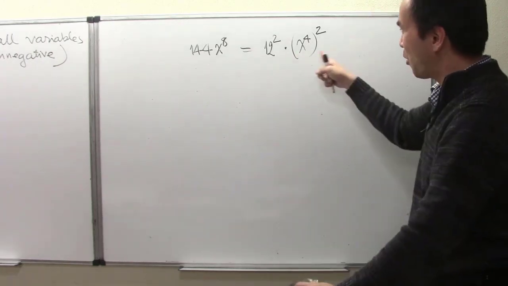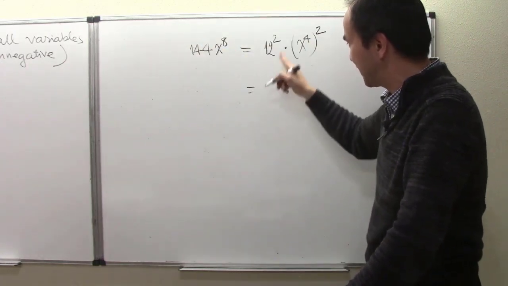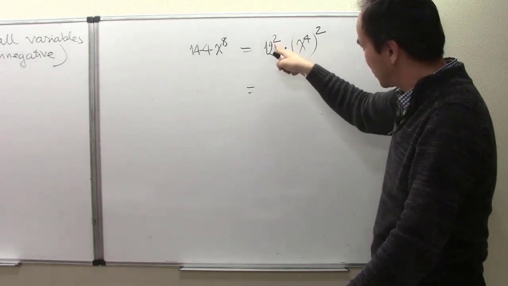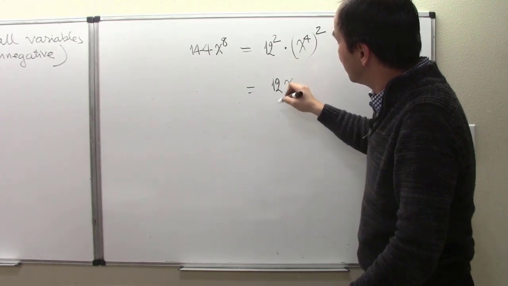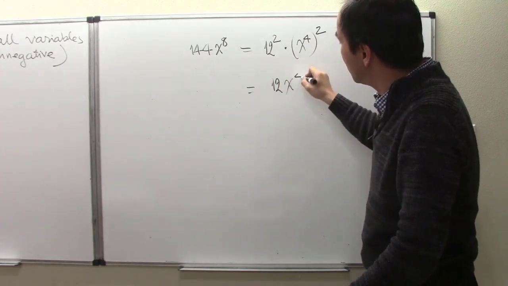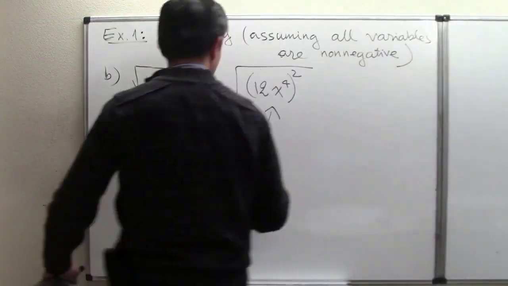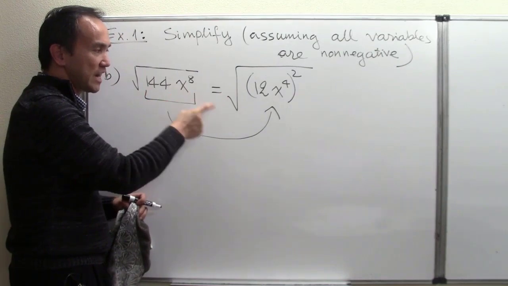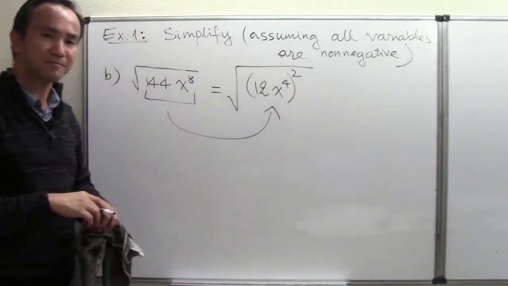And so from this point, with your past learning, again in case it's fading away, when we have two expressions with the same inner products with the same power right here, then we can regroup them as 12x to the 4th, all squared. And that is how I went so fast from 144x to the 8th into 12x to the 4th all squared as a perfect square.